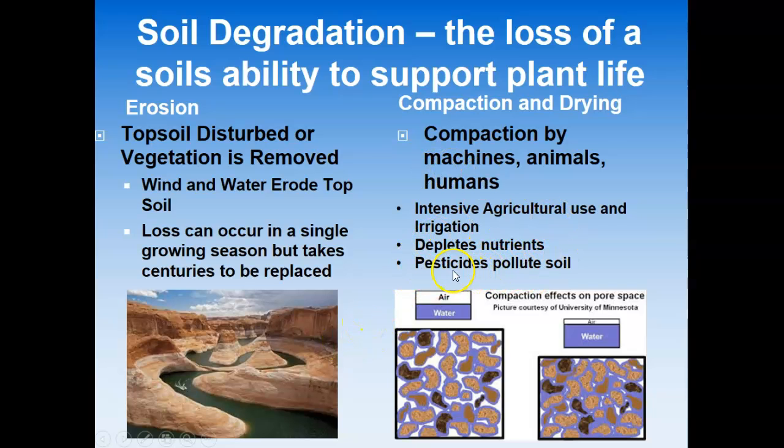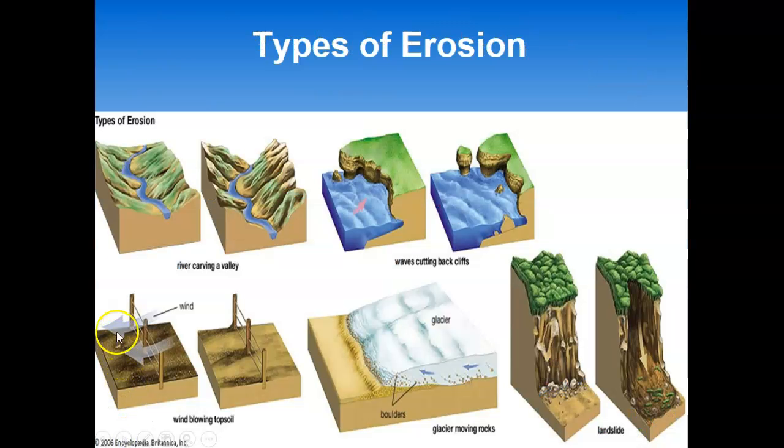Compaction depletes nutrients, and then consequently we have to use pesticides in order to grow things, and then those pesticides can pollute the soil. This is just showing you the difference between soil that has a lot of air and water space, so that air and water can get in. It's not compacted, and this is compacted, not allowing for air and water to get into those pore spaces.